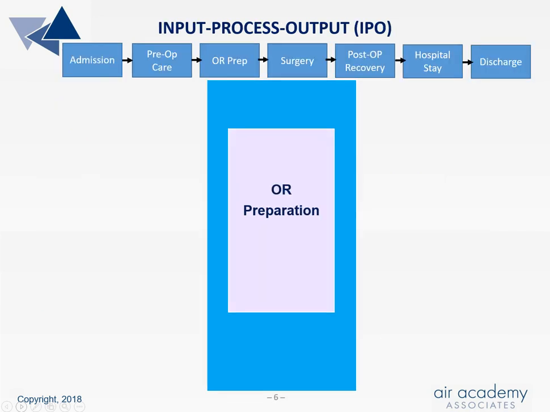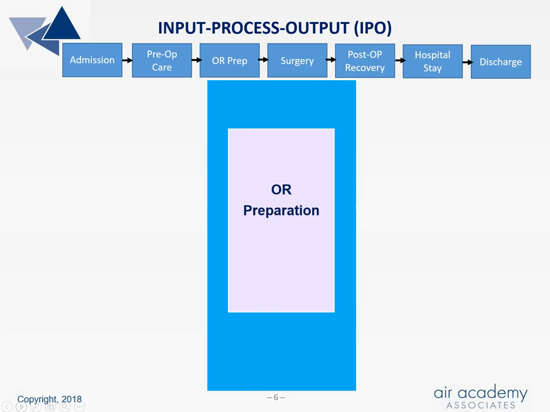I want to review another IPO. This process comes from the value stream of inpatient surgery. Recall that the value stream is an interconnection of processes. In this example, it includes processes from admission to discharge. I could actually portray the value stream as a connection of IPOs. This would illustrate that the output of one process is most likely the input of another process.